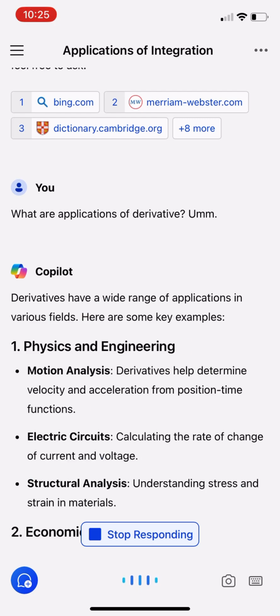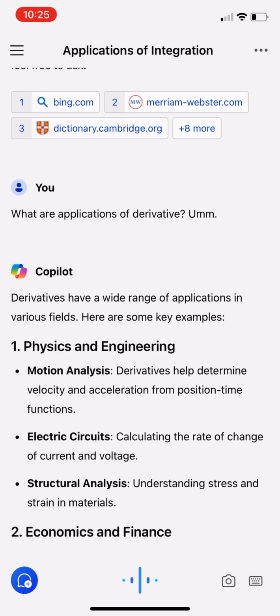Derivatives have a wide range of applications in various fields. Here are some key examples. 1. Physics and engineering. Motion analysis. Derivatives help determine velocity and acceleration from position time functions.